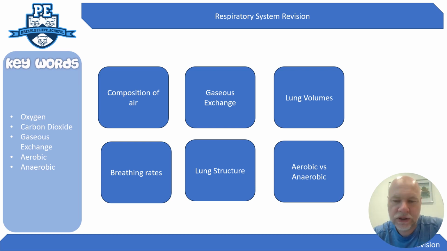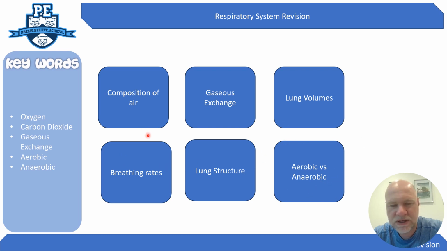Okay, everyone, today we're looking at the respiratory system for our GCSE PE revision, particularly Edexcel PE, the GCSE paper that is. When we look at the papers, questions tend to be broken down into these main areas: composition of air, gas exchange, lung volumes, breathing rates, lung structures, and sometimes linked into that is the aerobic versus anaerobic impacts.